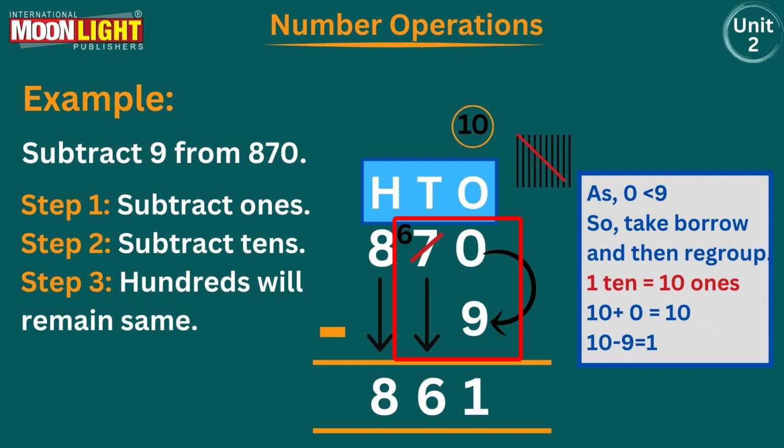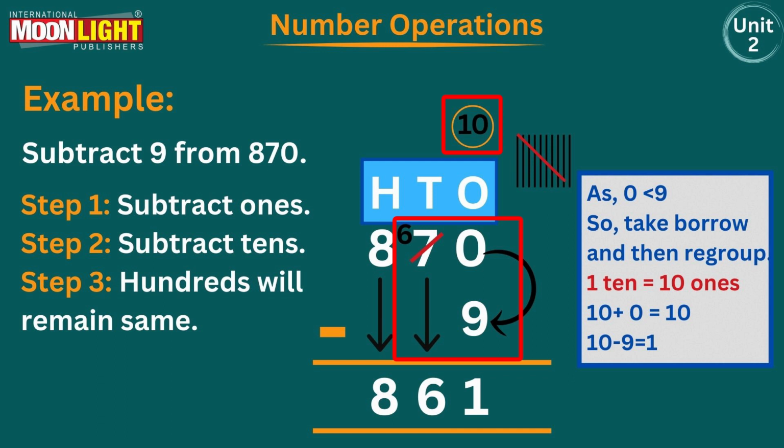So what does it mean? We cannot subtract until and unless I borrow one from my neighboring number lying at tens place. So I will cut the number 7, write 6 on the top, and then I will take 1 ten, which means 10 ones. So I will write 10 on the top, because 1 ten is equal to 10 ones. Now what will I do? I will regroup. 10 plus 0, regroup means we add them together. So 10 plus 0 is 10.